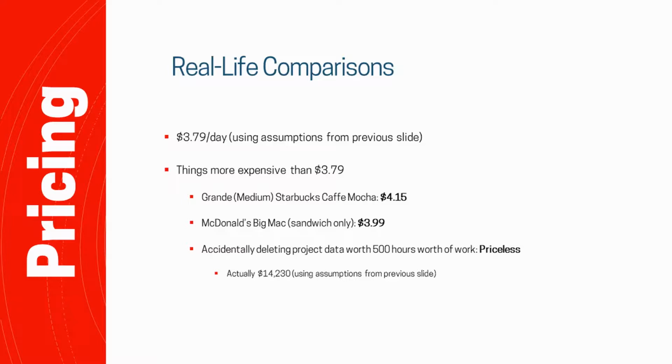So to even put the picture further in your head, I broke down some things more expensive than $3.79. First up, we have a Grande, forgive me if I mispronounce that. I've never ordered Grande anything from Starbucks, but a Grande Starbucks Cafe Mocha is $4.15. If you're utilizing ENOVIA Works more often, then you could get some more Grande coffees. I'll show you in the next one how quickly that could make up. A McDonald's Big Mac sandwich only, $3.99.